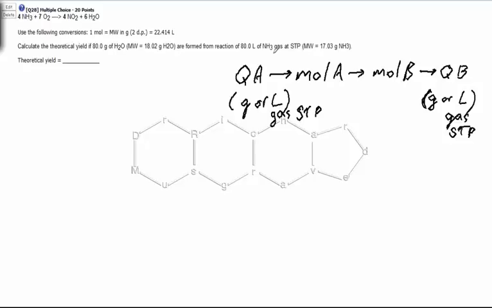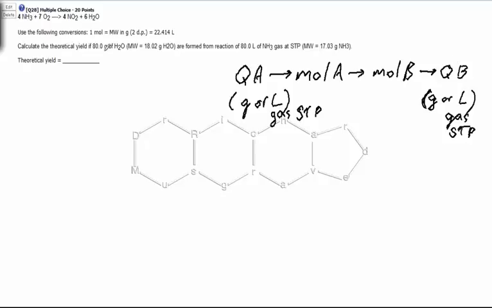Now we're starting out with the NH3 because that's the reactant. We're looking for the number of grams of water we should get from this reaction. Now it's likely to be more than 80.0 grams of water. So we're going to start off with the 80.0 liters of NH3. We'll find moles of NH3, then we'll find moles of water, and then we'll find grams of water.